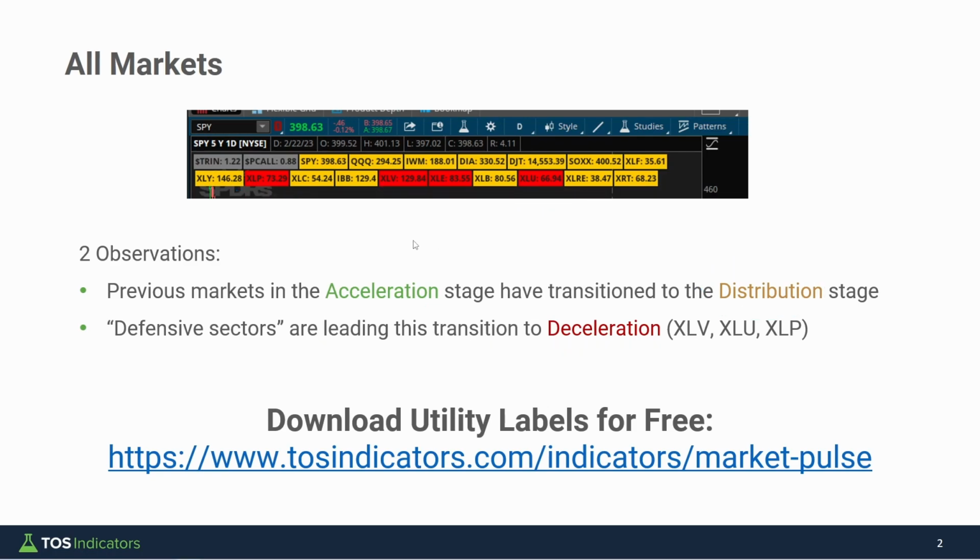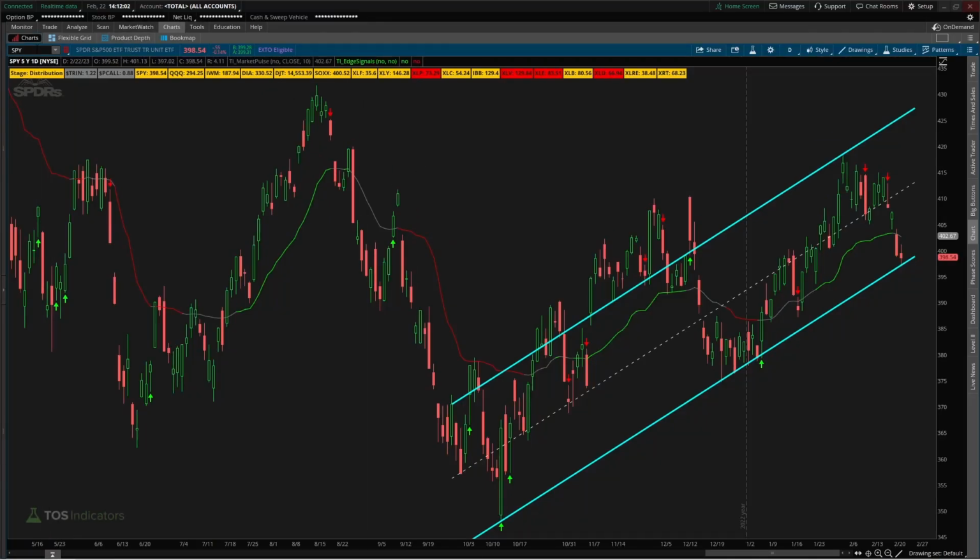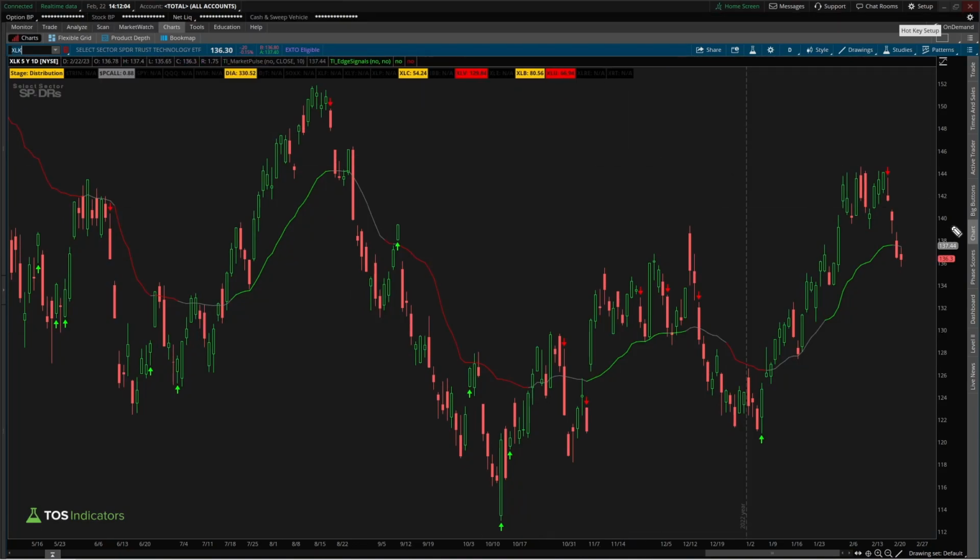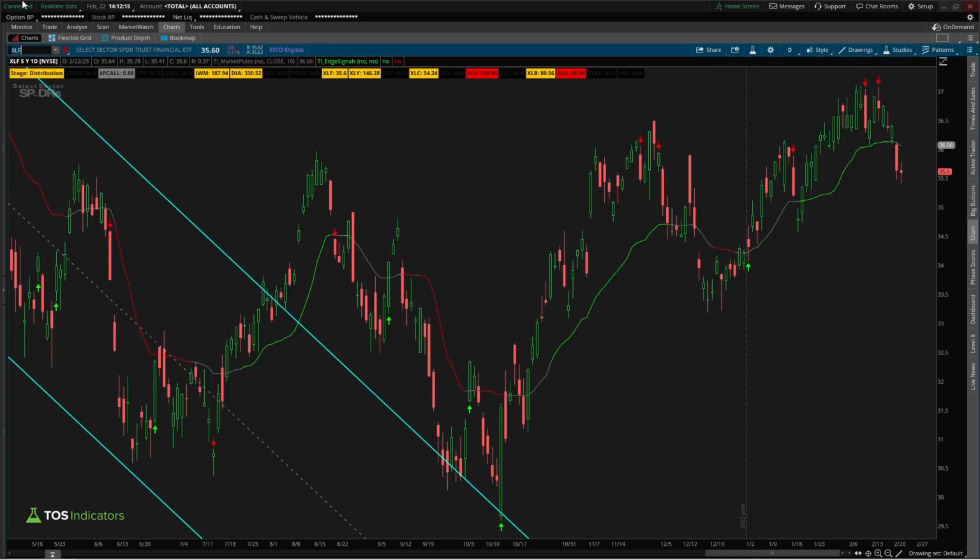We don't really see participation yet from tech, from financials. If we take a look at XLK here, XLK just looks like price action's pulling back to the market pulse line for what would then be an overall trend confirmation move once we get the edge signal. Same thing if we take a look at XLF here.